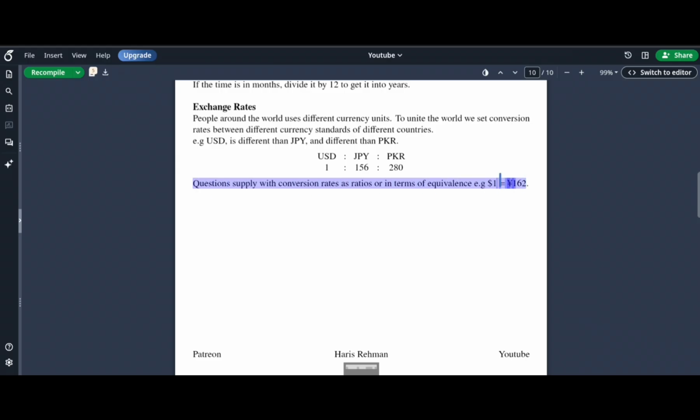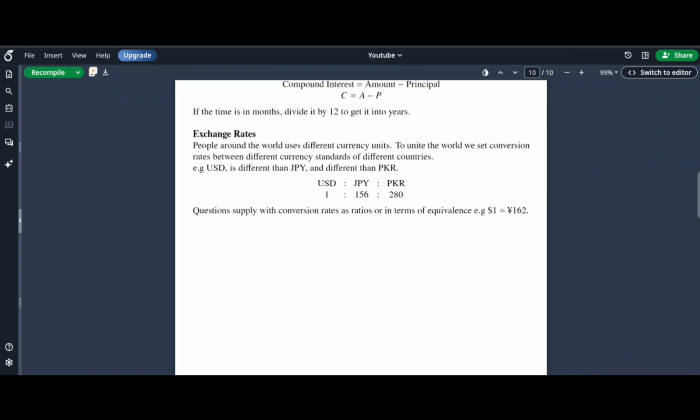So do not question the accuracy of these questions. It's just to make the calculations easier for you guys. In paper 1, it's easy to simplify. In paper 2, you would have to use the calculator. Questions will supply the conversion rates as ratios or in terms of equivalence. For example, $1 is 162 yen. Either they will use the currency symbol or the three-letter code like we have here.